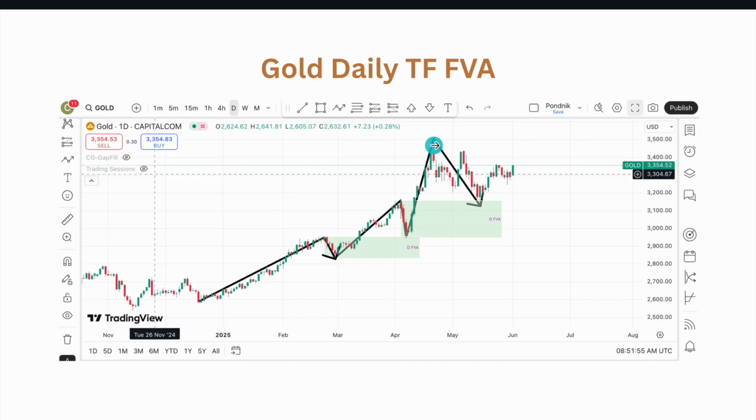After that, it again retraced to this previous fair value area and then started consolidating. Here, after this, price has not followed the original direction, probably because we are at a little bit of an all-time high. So price might be consolidating, or it can continue higher or lower based on the market sentiment, market conditions, or political conditions, you can say nowadays.